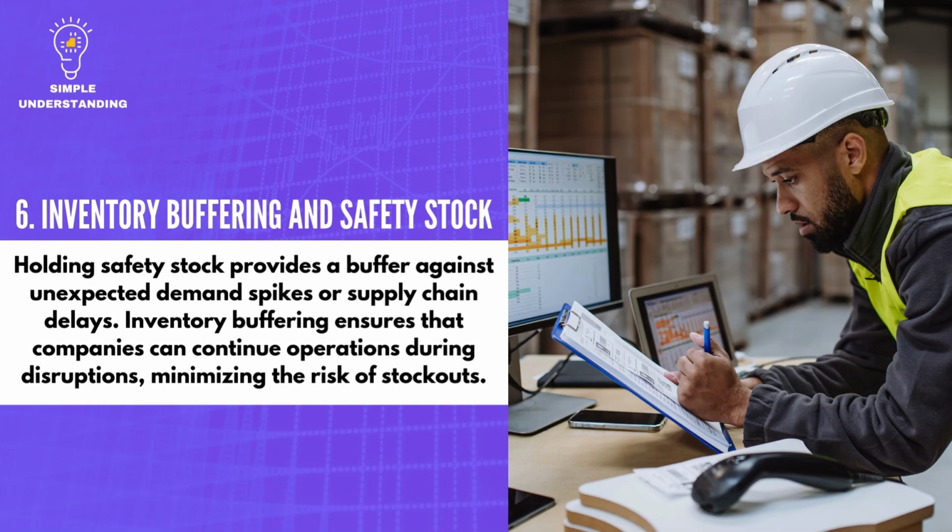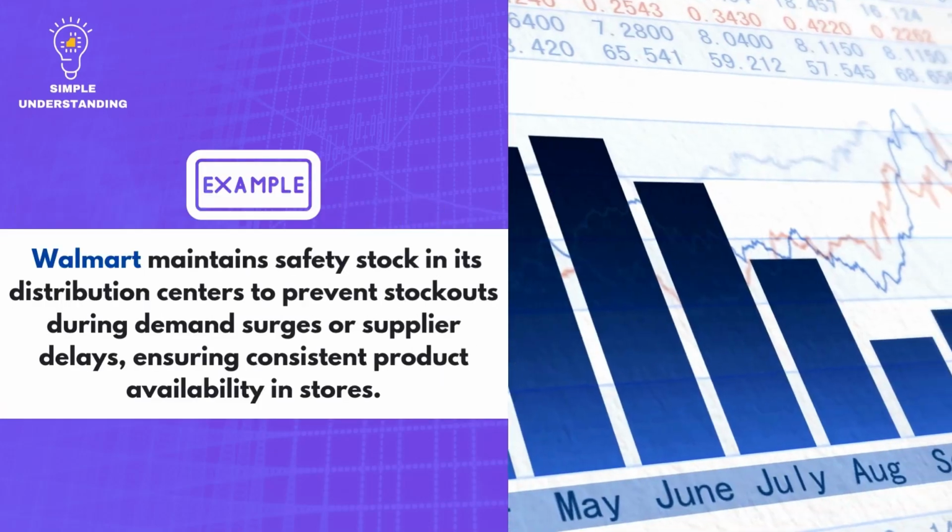Explanation. Holding safety stock provides a buffer against unexpected demand spikes or supply chain delays. Inventory buffering ensures that companies can continue operations during disruptions, minimizing the risk of stockouts. Real company example.